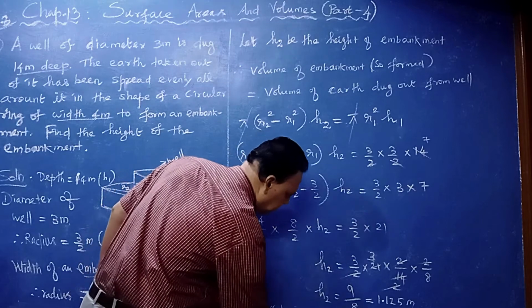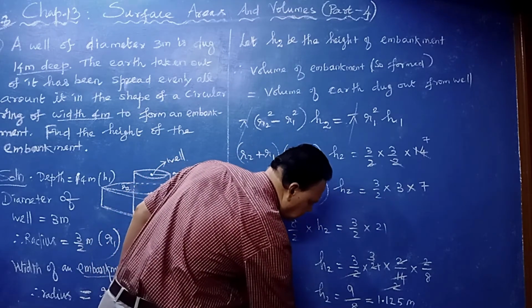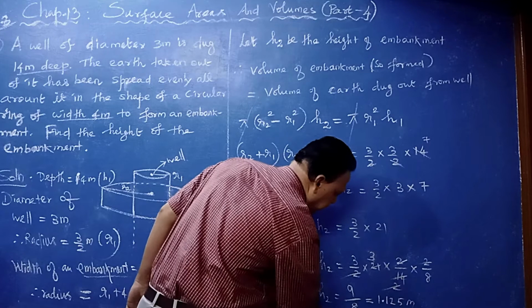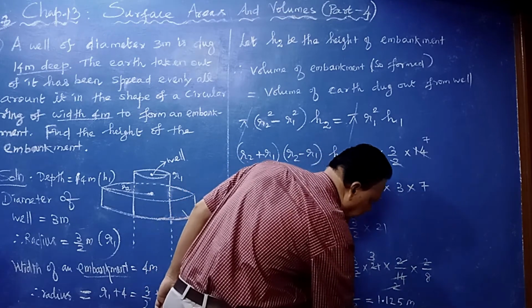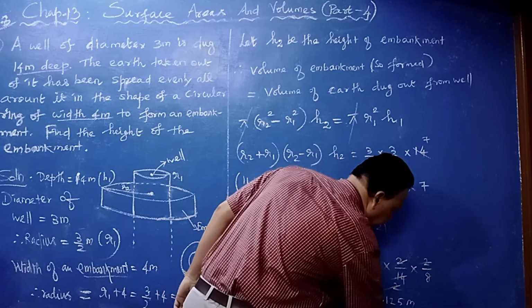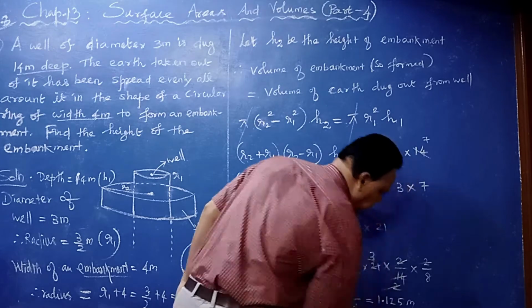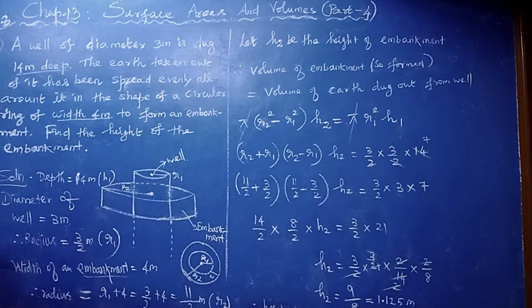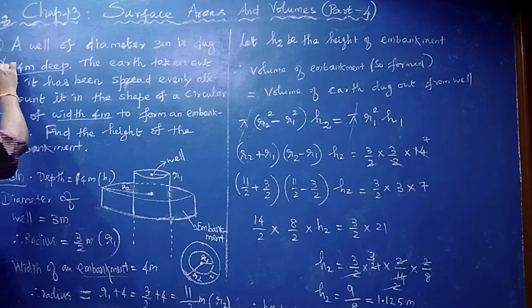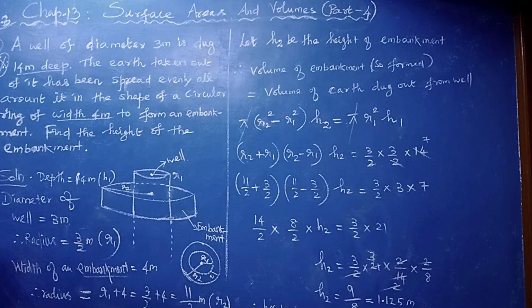Height of embankment is 1.125 meter. Right. So, very important problem. Many times repeatedly asked. You see the board paper, you can find out this type of questions many times repeated. Either this or that will be asked. So very important. Practice well.